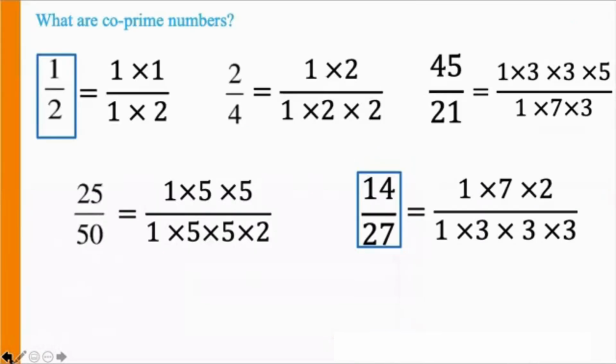And Theorem 1.4. Before we understand the theorem, let us understand what co-prime numbers are. If you look at this rational number 1 upon 2, 1 can be written as 1 into 1 and 2 can be written as 1 into 2. And so the common factor between these two numbers is 1. If you look at this rational number 2 upon 4, then the factors of 2 are 1 into 2 and the factors of 4 are 1 into 2 into 2. So we have two factors common between the numerator and the denominator, which are 1 and 2.